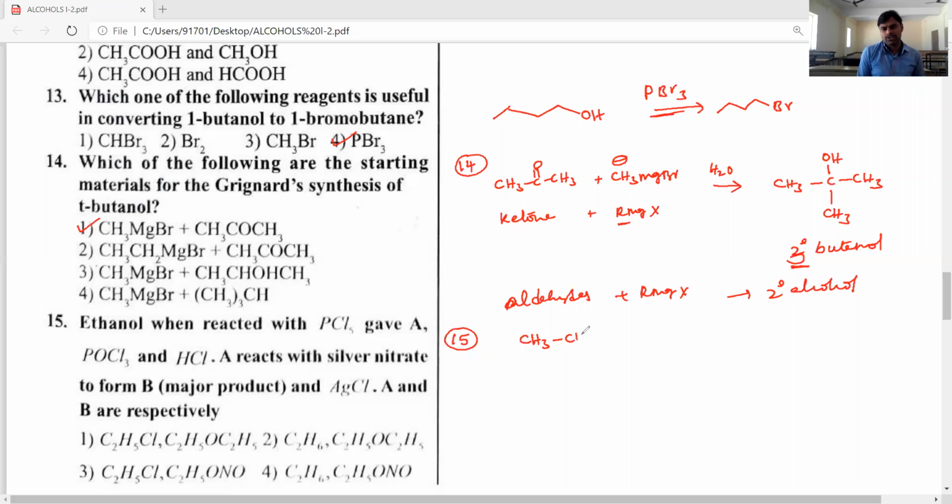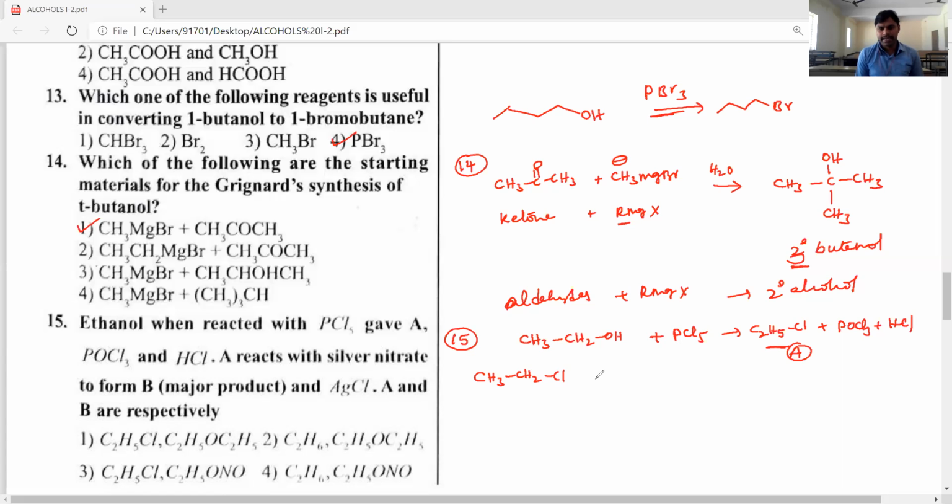Ethanol, CH3CH2OH, reacts with PCl5. The products are C2H5Cl, ethyl chloride, plus POCl3 plus HCl. Okay, ethanol reacts with PCl5 gives A, ethyl chloride. This is A: ethyl chloride is the product, CH3-CH2-Cl.